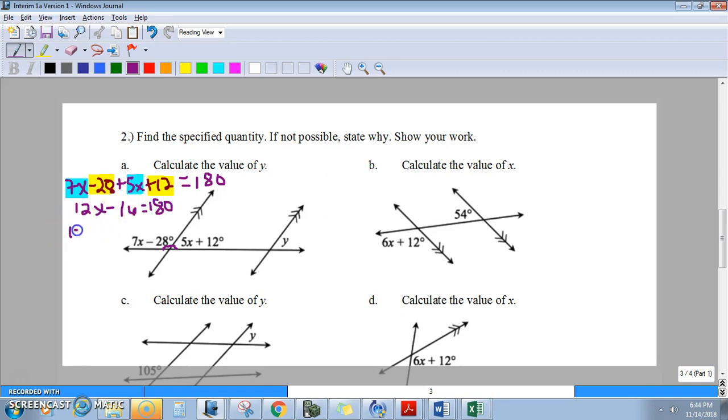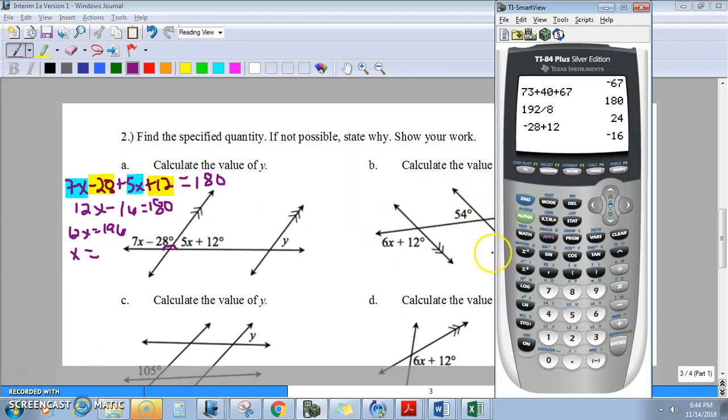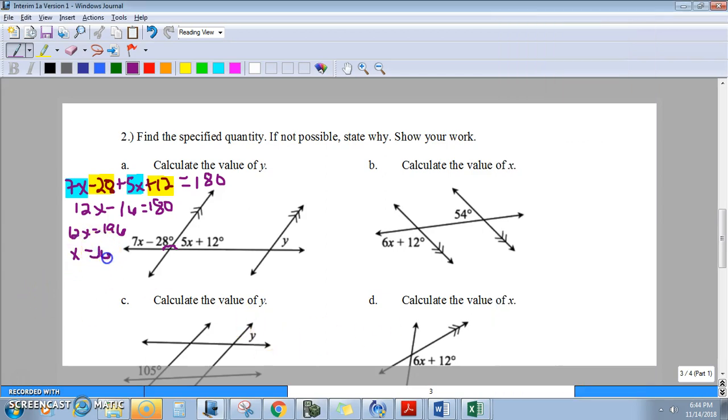Add 16 to both sides. You get 12x equals 196. Divide both sides by 12 and you get 196 divided by 12, 16.33. So we will just put 16.33.